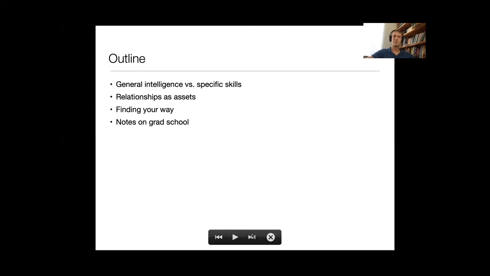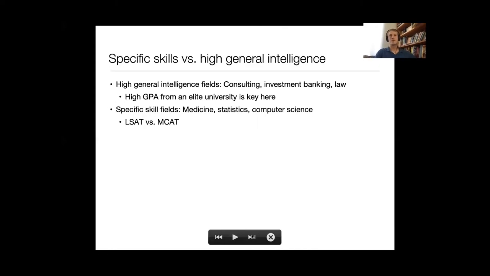Okay, so specific skills versus high general intelligence. High general intelligence fields are things like consulting, investment banking, law. Heading into these fields, generally a high GPA from an elite university helps enter into the top echelons of these fields. These are fields where they're trying to hire the smartest person in the room, and then they'll teach them the specific skills that go with those professions. It's not like investment banking or the law doesn't involve a lot of specific skills, but the entry filters are mostly focused on selecting the smartest people in the room.